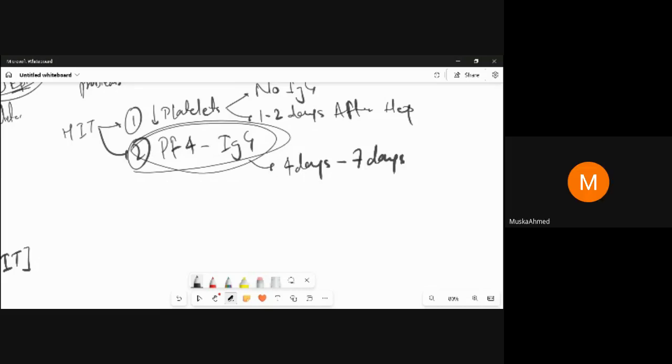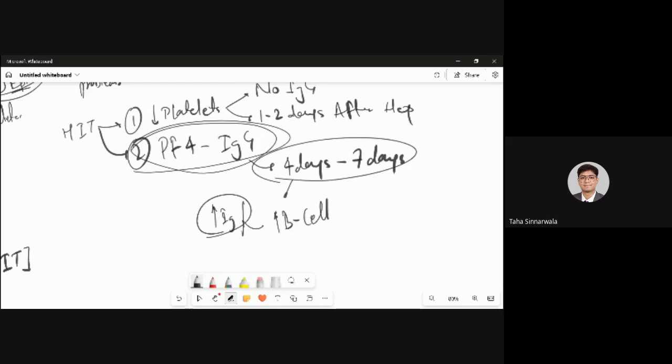Why do you think this takes too long? Because here the immune complex will be formed. Yes. So because you need to produce the immunoglobulins, and for producing the immunoglobulins, you need to activate the B cells. To do all of this, it takes time. And that is why it takes longer.